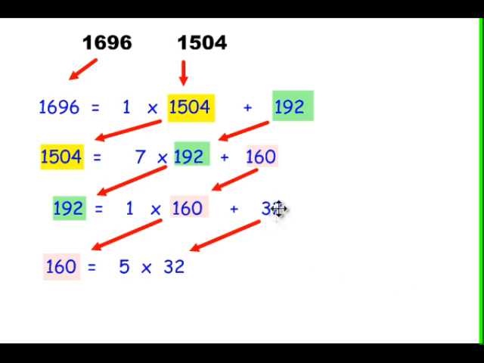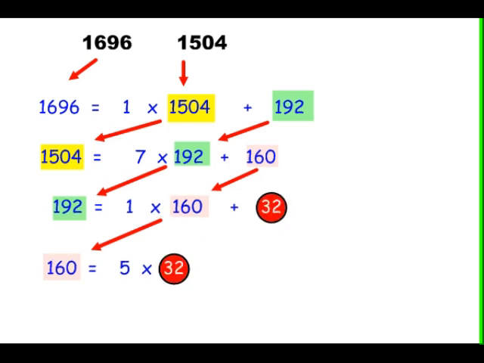When we use the Euclidean algorithm, when we reach this stage where there's no remainder, then the number in this position then gives us what we're after, the GCD. So the greatest common divisor of 1696 and 1504 is equal to 32.